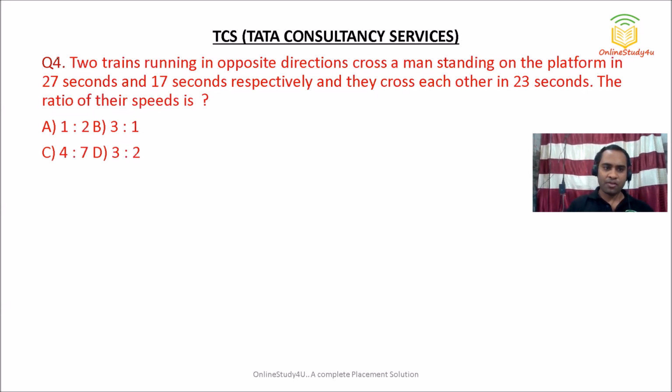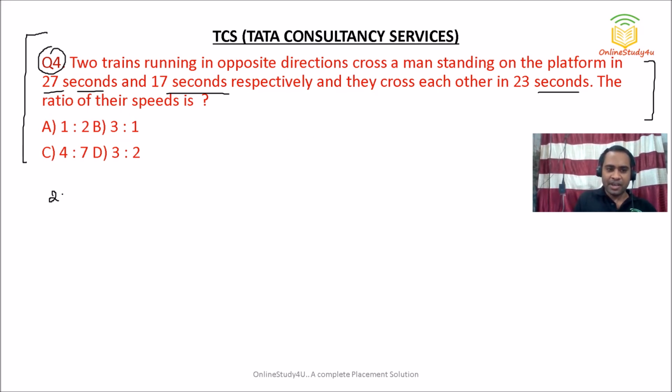Okay. Now question number 4 is a problem from trains. So 2 trains running in opposite direction cross a man standing on platform in 27 seconds and 17 seconds respectively, and they cross each other in 23 seconds, the ratio of their speed. So friends, basically what is happening here? So see, you can directly solve this particular problem.